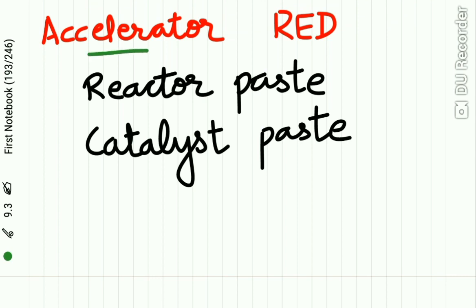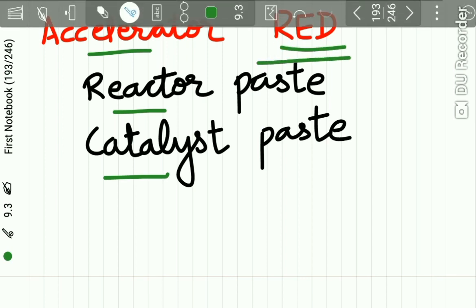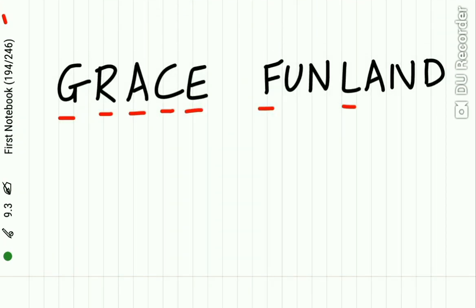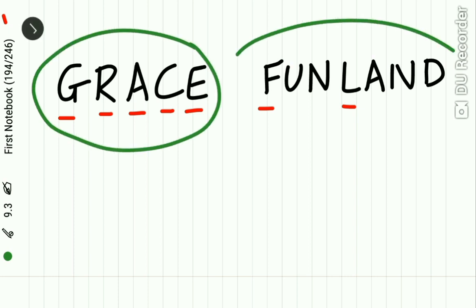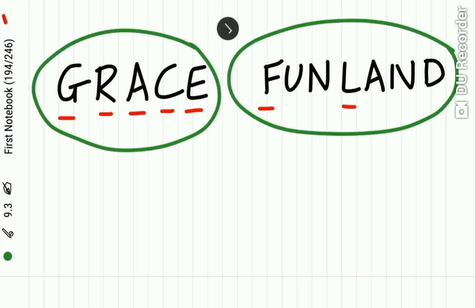While the accelerator paste, which is also called the reactor paste or the catalyst paste, is red in color, and it contains many ingredients. Let us see one by one. A small mnemonic to remember the content of the catalyst paste is Grace Funland. These are small mnemonics which are made by me. Students, you can follow these mnemonics or make your own, but it will help you to easily remember the ingredients in the accelerator paste.